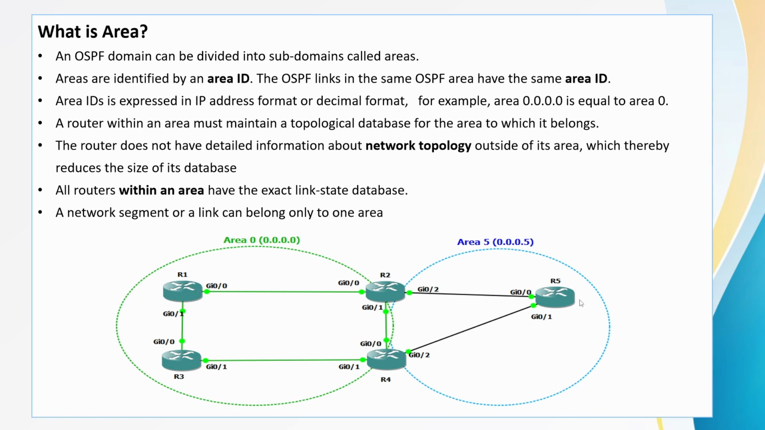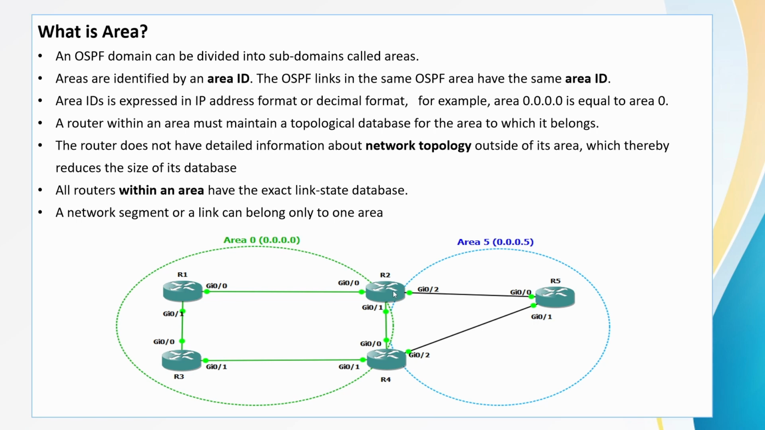The same thing is true for R5. R5 also does not know the detailed information in area 0. He doesn't know, for example, how R3 is connected. So, all routers within the area have the exact same link state database. Using this diagram as an example, R1 and R3 are within area 0, so R1 and R3 have exactly the same link state database.